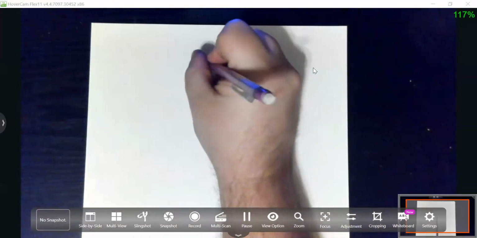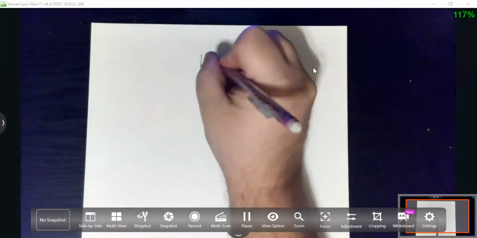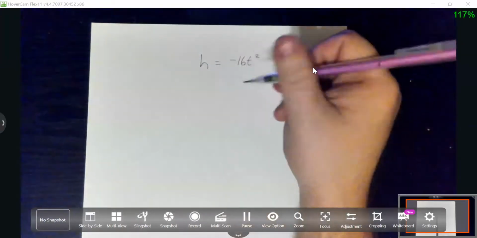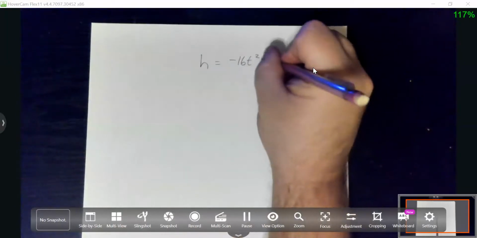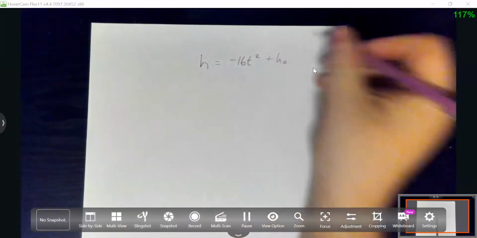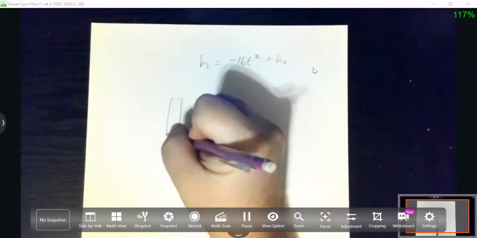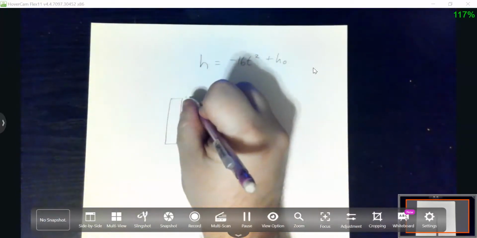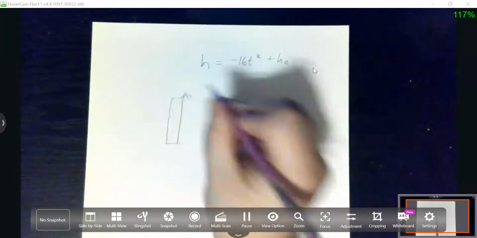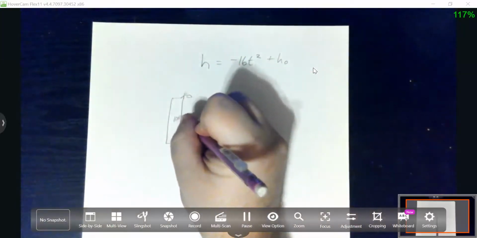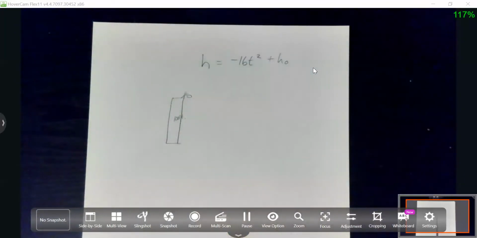But if we just drop an object, the height of that object is equal to negative 16 t squared, where the time is how long the object has been falling, plus h naught, where h naught is actually how high the object was when it started. So let's say I decide to throw a basketball off a 100-foot tall building, and I just drop the basketball. Here's my fantastic art skills. That's a huge basketball. So if this thing right here is 100 feet tall, we can actually calculate how long it will take for it to hit the ground.